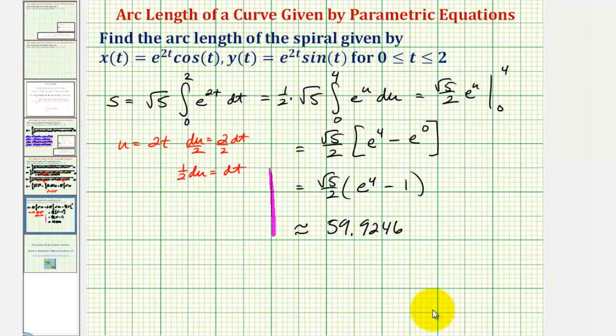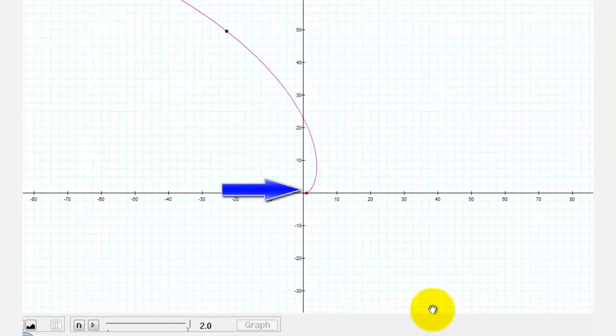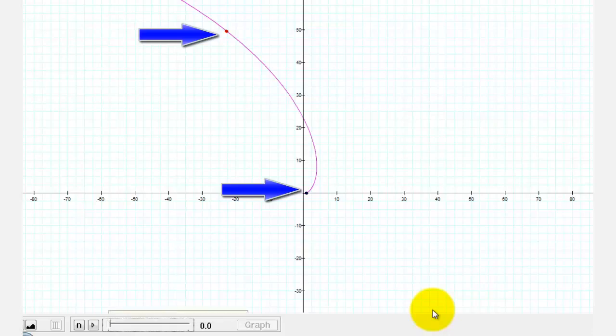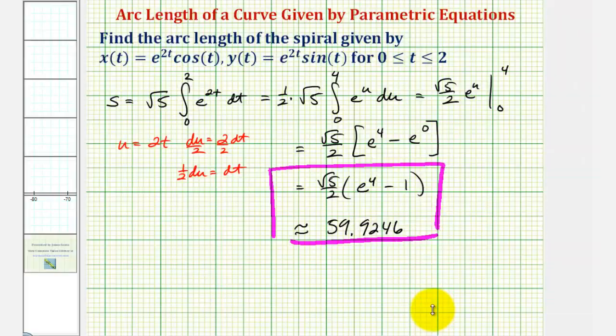If we go back to the graph one more time, we just determined the arc length from this point when t equals 0 to this point when t equals 2, which again would be the distance the point travels from this point to this point, as we see here along the curve. I hope you found this helpful.